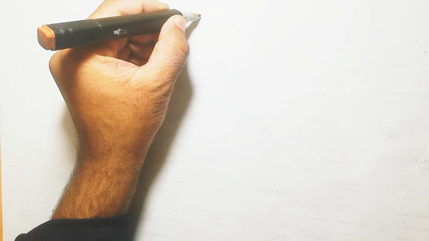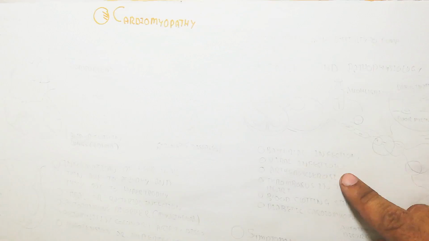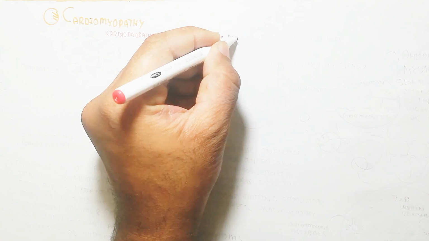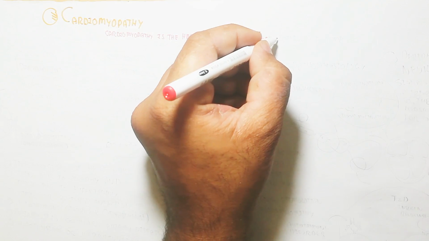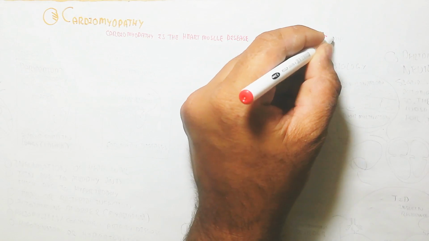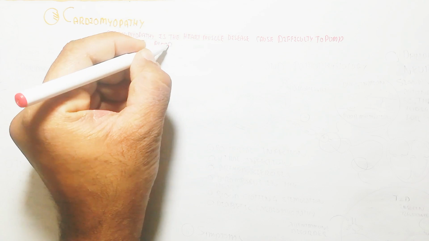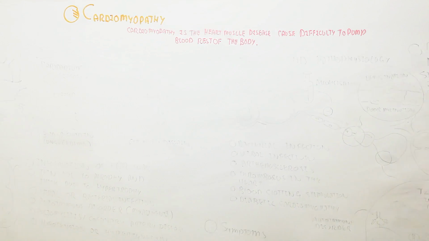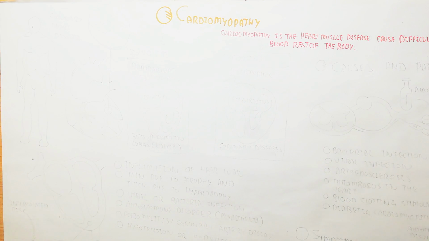Hello, in this video we will understand about cardiomyopathy. Cardiomyopathy is the inflammation of the myocardium of the heart. The myocardium is the muscular layer of the heart, responsible for the contraction and relaxation for pumping out the blood and taking in the blood. So cardiomyopathy is a heart muscle disease that causes difficulty pumping blood to the rest of the body.